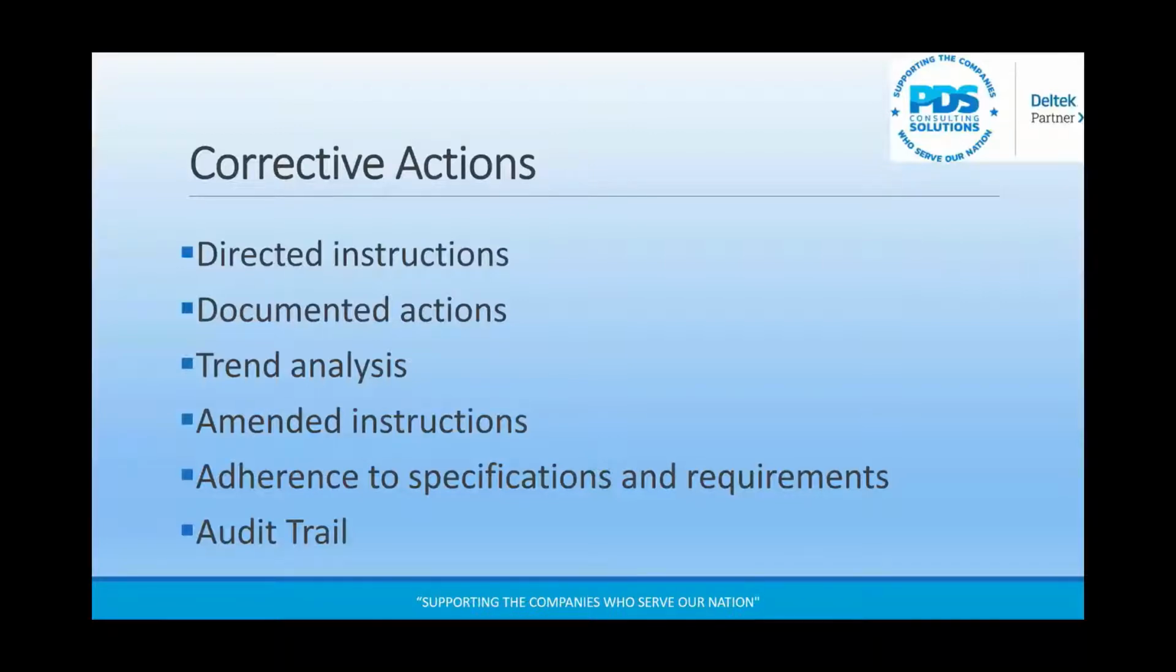In a paper environment, who writes down the instructions, and how do you know those amended instructions are part of the work package that gets filed away? If you're in a digital environment, you're going to have directed instructions for the technician that QA and engineering or manufacturing engineering prepares to say how to correct this deficiency. You're going to have documented actions that the technician did a certain thing.